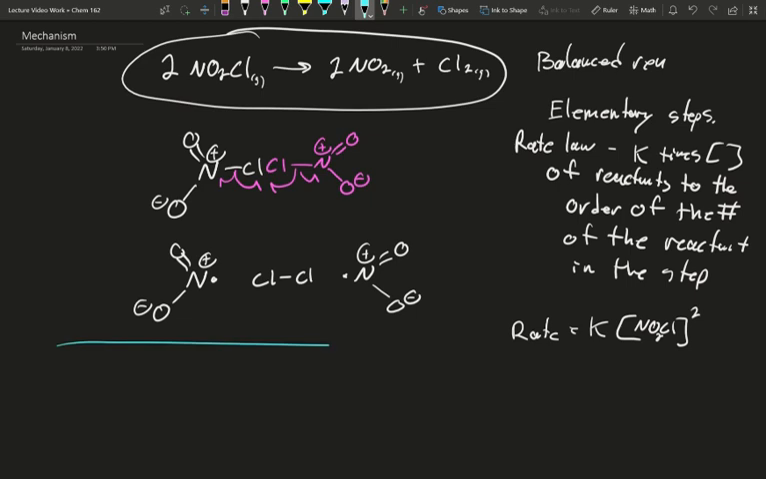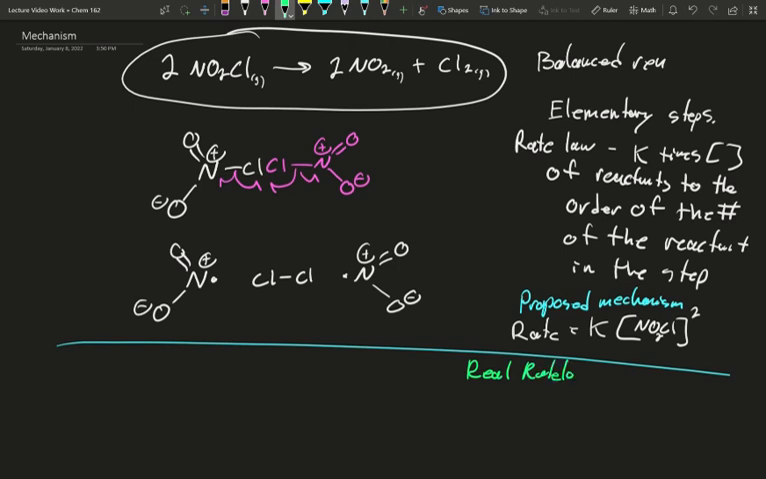Now, this is our proposed mechanism. However, you can only really know the rate if you test it experimentally. Your balanced reaction cannot tell you your rate law. That was emphasized before because the real rate law, when we experimentally determine it, is k[NO2Cl] to the first. It's a first order reaction.